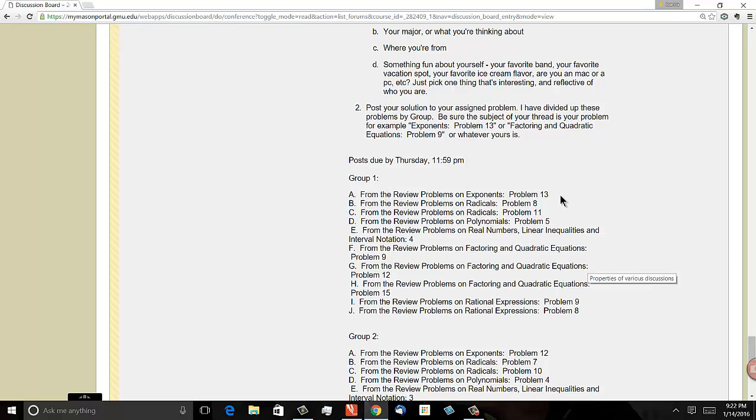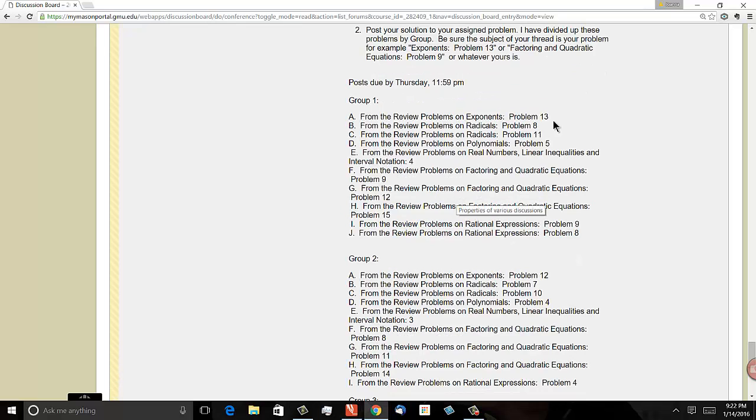You'll see your name next to one of these problems. That probably won't happen till Sunday night, when I'll assign groups, because I'm waiting for people to register. But then this is the one that you should work. Like if your name, John Smith, is next to problem 13, then on the discussion board you should work exponents problem 13. Does that make sense?